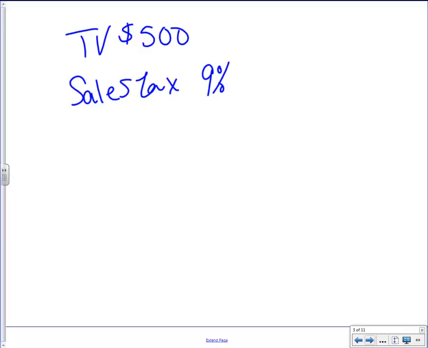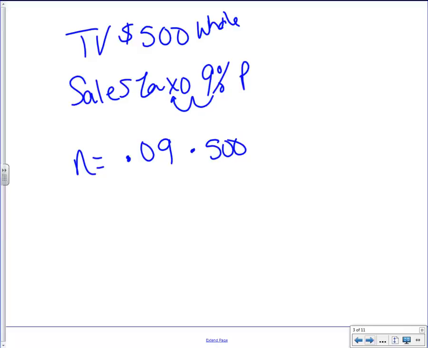What I want to know is how much money do I really need to have to buy this $500 TV? Because you realize you can't just walk in with $500 and buy a $500 TV, because there's taxes on it. So this is my whole, this is my percent, and I'm looking for that n, the part. If I put 9% as a decimal, remember that I move it 2 places to the left and need a placeholder. Type in 500, and my calculator is 0.09 times 500, and I end up with n equal to 45.